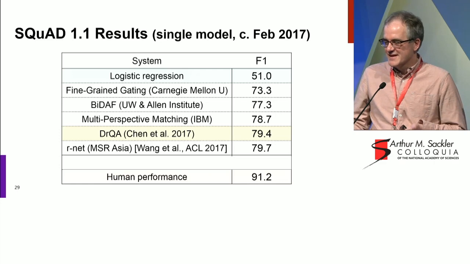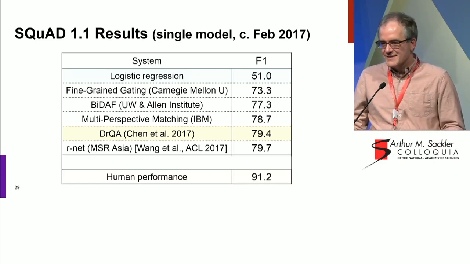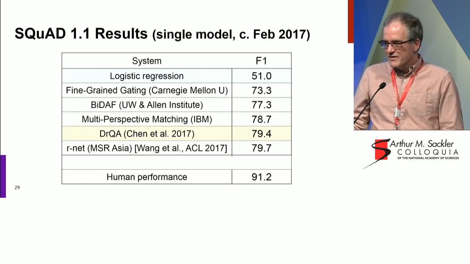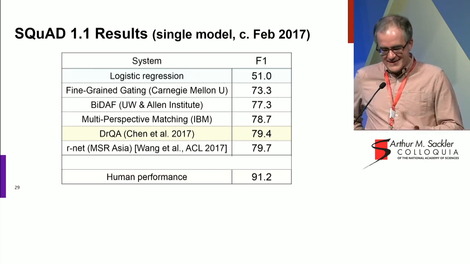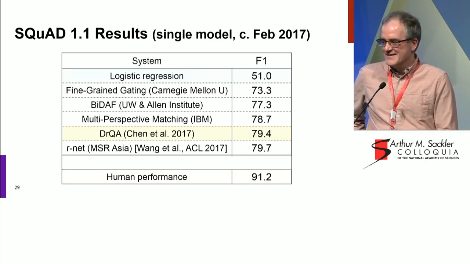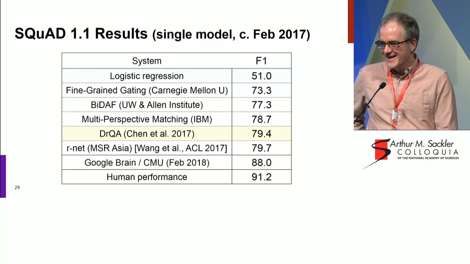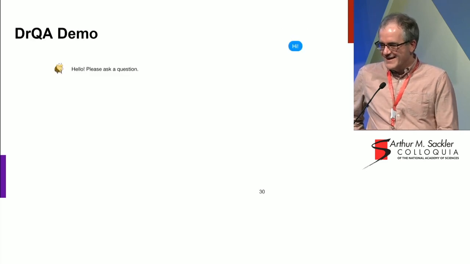So what we find is using deep learning in general gave much better results than previous question answering systems. Even this simple model gave basically state of the art in 2017. Of course, people have kept on working on it and things have gotten much better again since that.